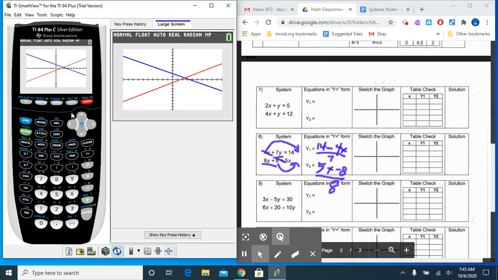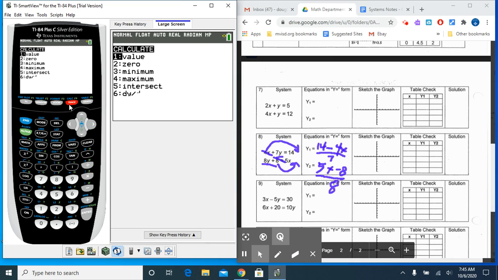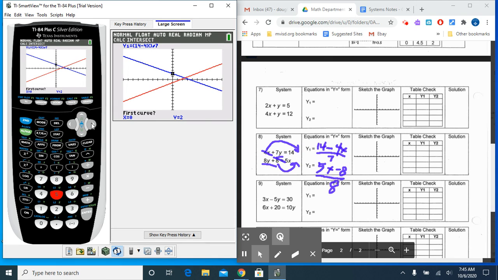But back to the graph, we want to find where those two lines cross. So second trace, option 5. And I'm going to move my cursor up there and just press enter 3 times. You don't have to guess. You don't have to do a second curve. So I'd call that like 2.5 and 0.6 maybe.